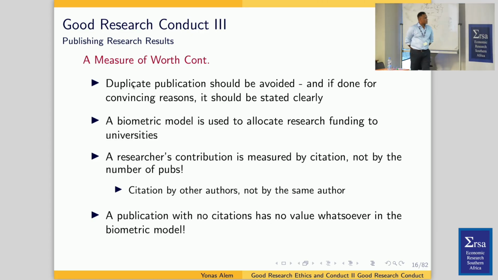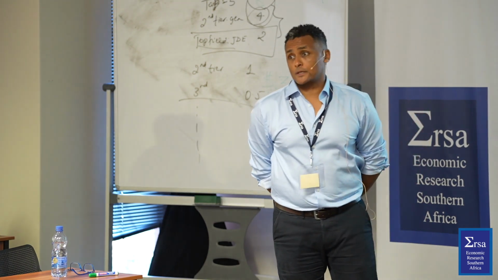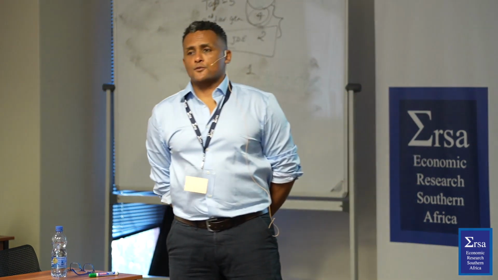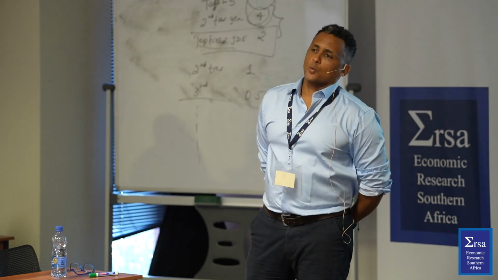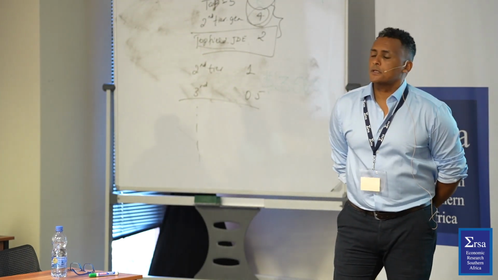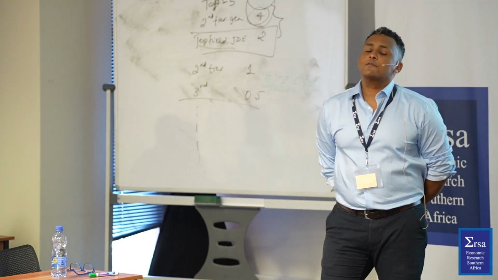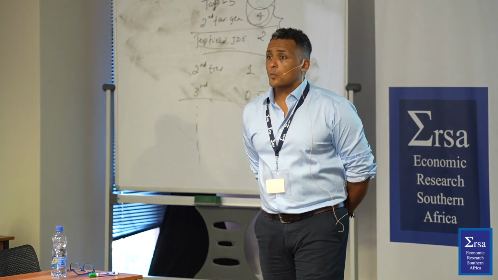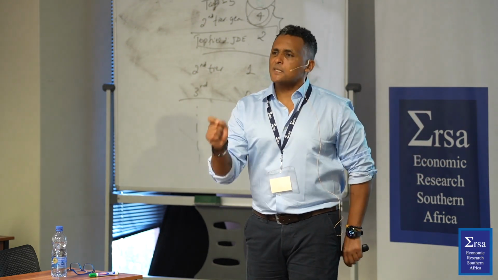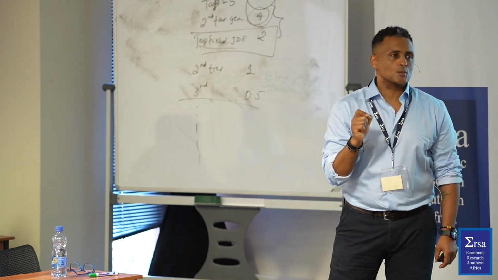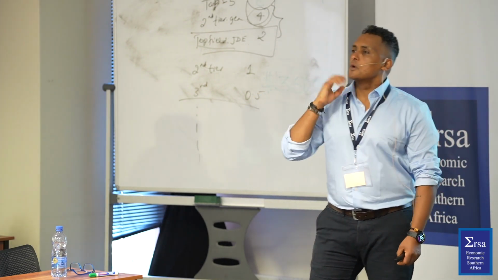A researcher's contribution is measured by citation, not by the number of publications. So citation by other authors, not by the same author. So your citation by other authors is important. But this is also a misunderstood concept. Who is citing your work is also very important. What kind of people, what kind of journals are citing your work? Because there's what we call a discipline-adjusted citation index as well. Google Scholar actually tells you who cites your paper.